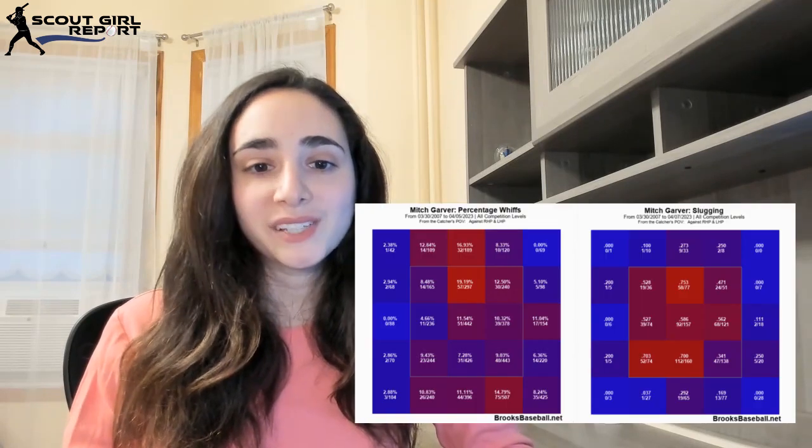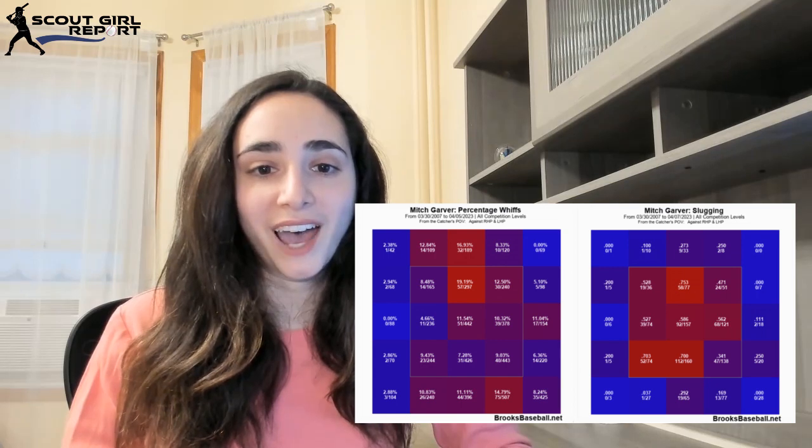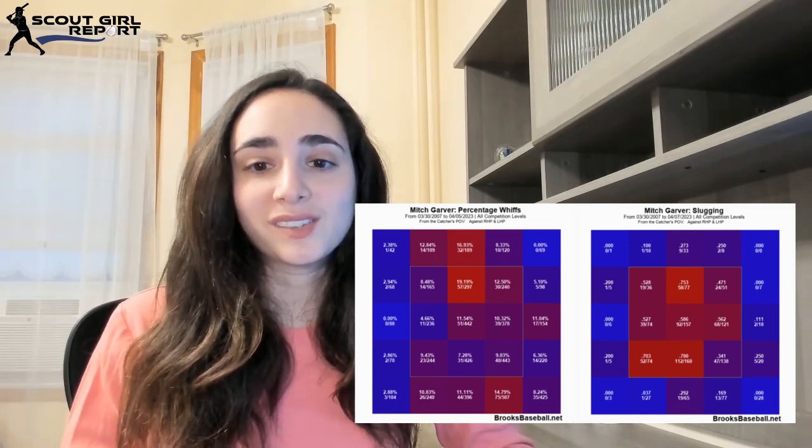The third batter we're going to look at is Mitch Garver, who has a more patient plate approach. Based on Garver's heat maps below, he does damage on pitches that end up almost anywhere in the zone, but especially the inner half, and he has a tendency to whiff on pitches high, low, and to the outer third.